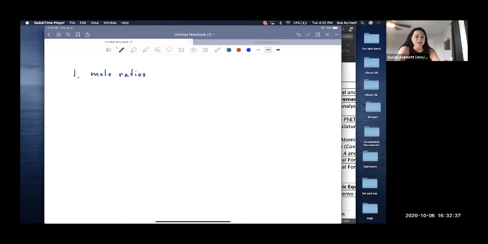So a mole ratio is going to be important for this idea, which is lab this week, called an empirical formula. And I'm going to run through one example, and then tomorrow you'll see the pages. And the other idea is called percent composition.